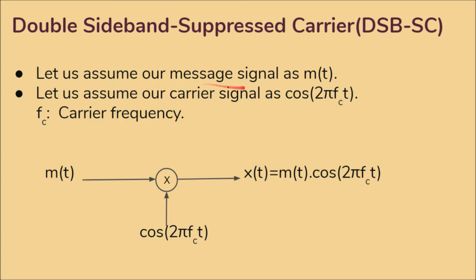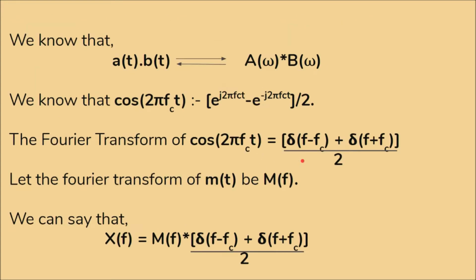Let us assume our message signal as m(t). Let us assume our carrier signal as cos 2 pi fc t, where fc is our carrier frequency. To modulate the carrier, we multiply the carrier wave with the message signal. So the output x(t) is m(t) multiplied by cos of 2 pi fc t.